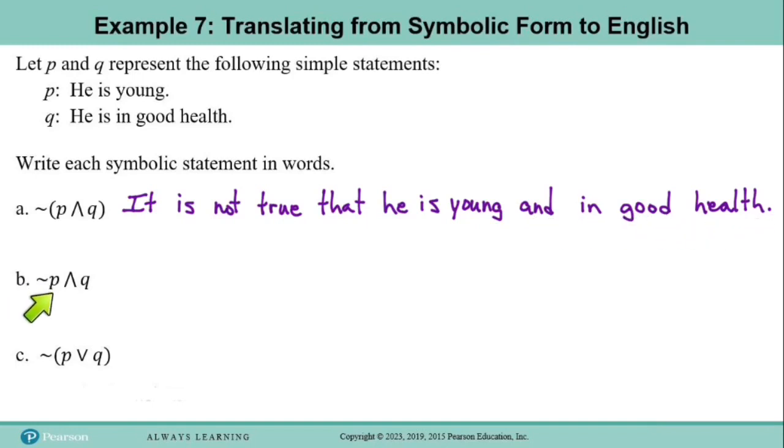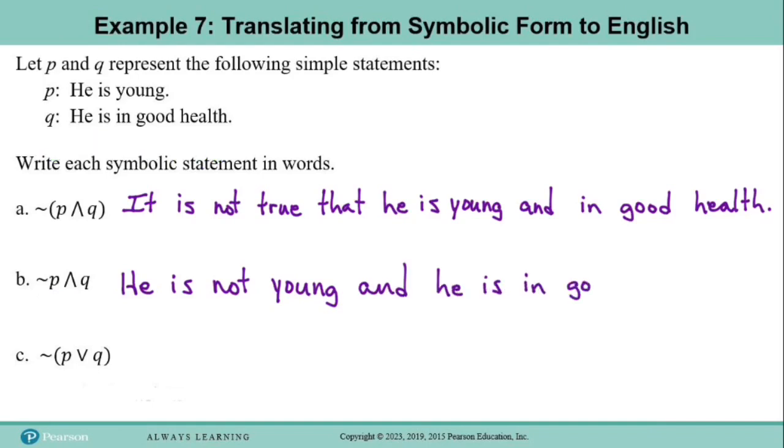Then in part B, it says "not P and Q." So in English words, we could say not P would be "he is not young," and then this would be an "and," and then statement Q would be "he is in good health." So he is not young and he is in good health. Or remember that this conjunction situation can be translated to the word "but."